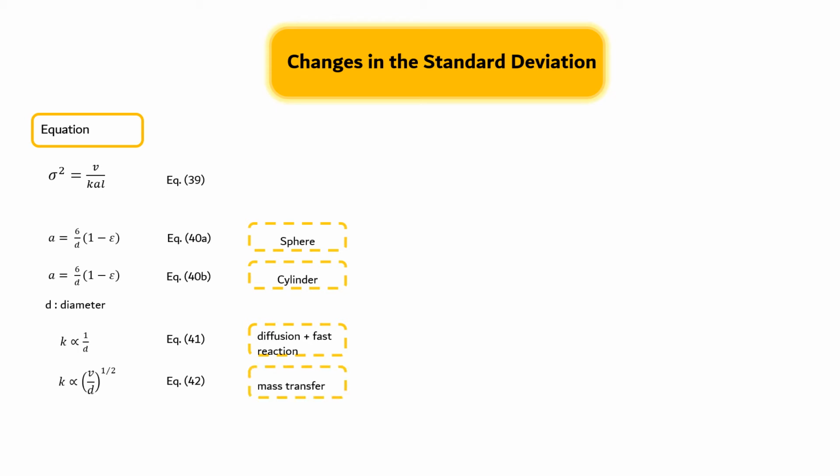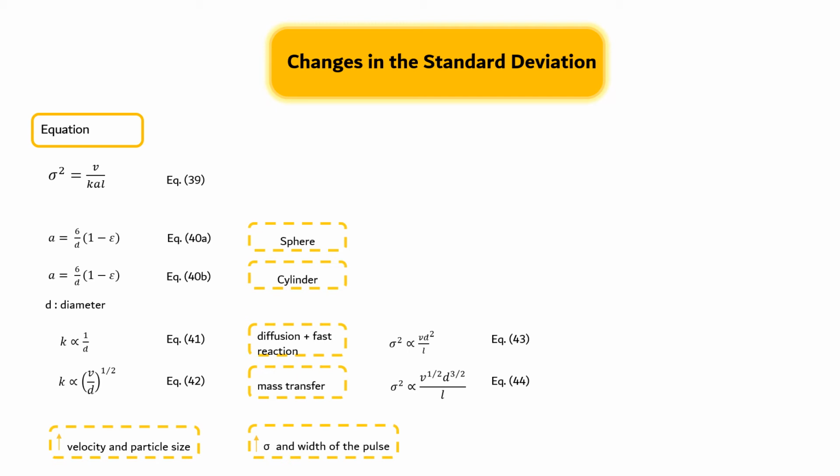If the controlling step is mass transfer between the bulk and the particle, K increases with increasing velocity but decreases with increasing particle size as shown in equation 42. The standard deviation for both cases can be calculated using equation 43 and equation 44. In both cases, increases in velocity and the particle size increase sigma and hence increase the width of the pulse.